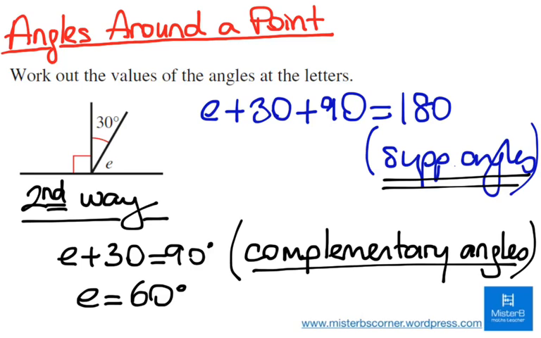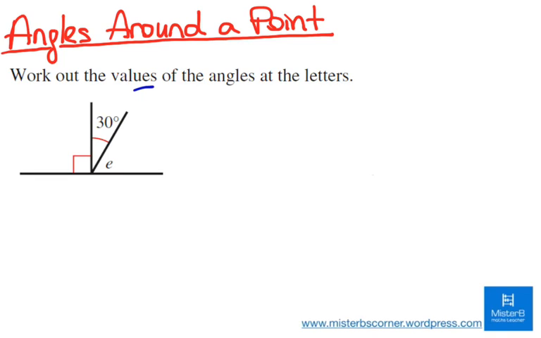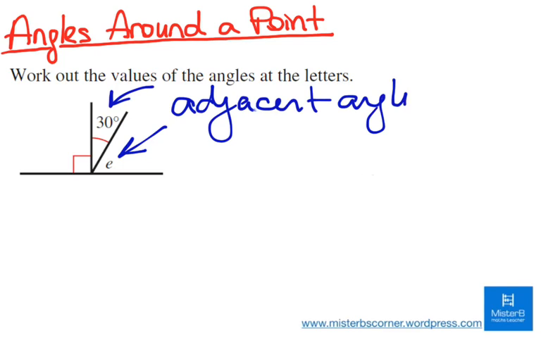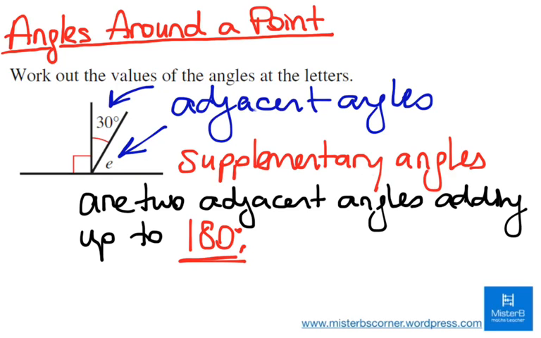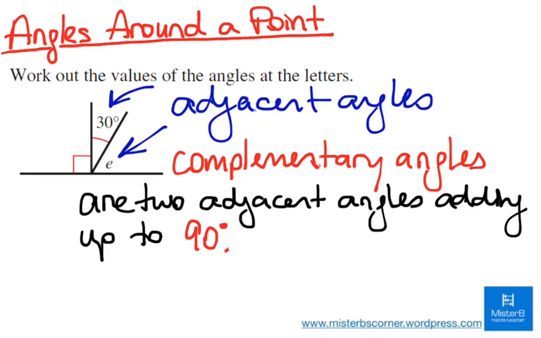Careful with that. So as a quick note, these two angles, for example the 30-degree angle and E, are called adjacent angles because they are adjacent. Oh my god, I can't write adjacent here. Okay, adjacent angles. And the definitions for supplementary and complementary angles are: supplementary angles are two adjacent angles adding up to 180 degrees, whereas complementary angles are two adjacent angles adding up to 90 degrees.